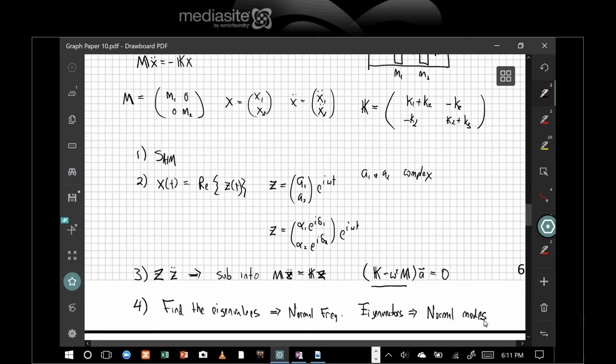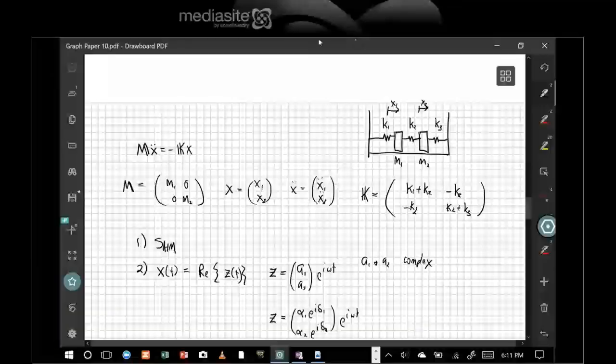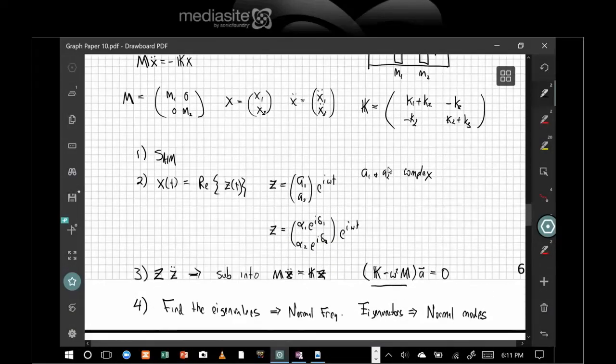We're going to do this method on this system here, and you're going to be doing it in homework, but we'll do that in class.